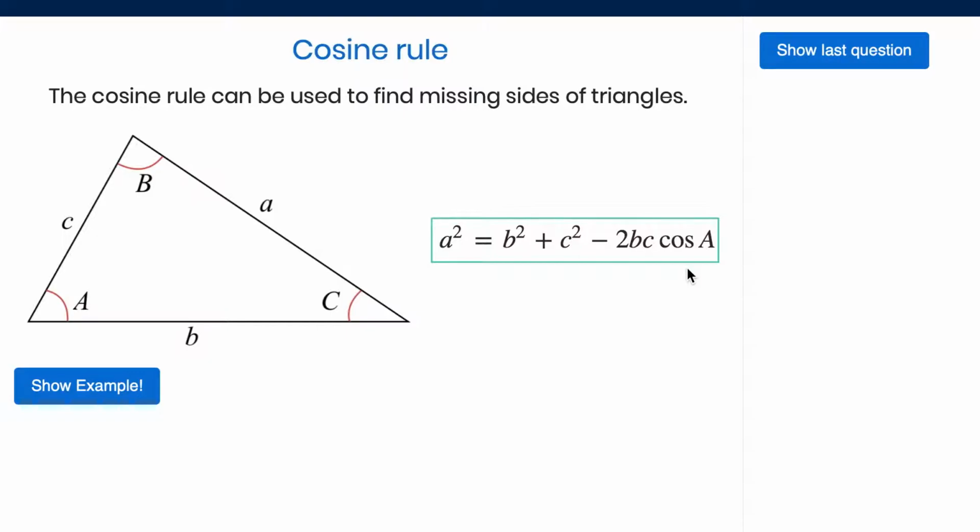Now when the cosine rule is in this form, we use it to find missing sides. Links to our Finding Missing Sides video are in the description or top right corner now. But to find missing angles, which is what we'll be covering in this video, we use the rearranged cosine rule. So let's see it.